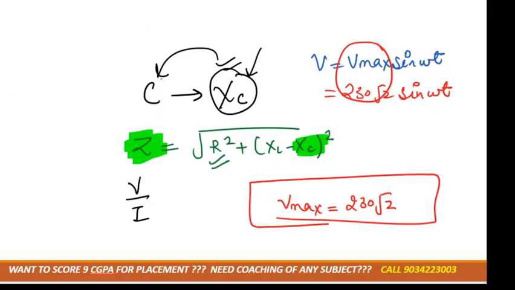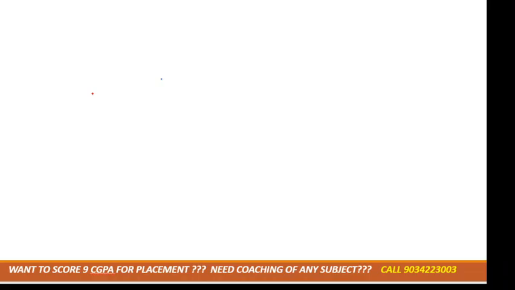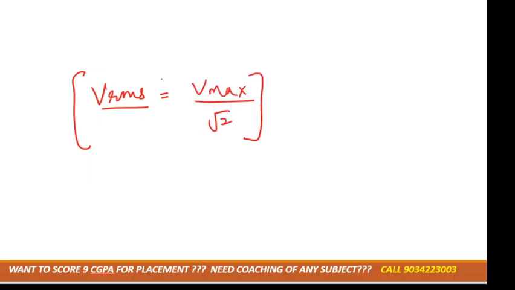And for calculation we always need RMS value. RMS is the root mean square. For the calculation purpose we never use maximum value, we always need RMS value. And the relationship between the RMS and maximum is VRMS is equal to Vmax divided by root 2. Vmax value we got it, that is 230 root 2, right? 230 root 2 divided by root 2, root 2 cancel, we got 230 value.